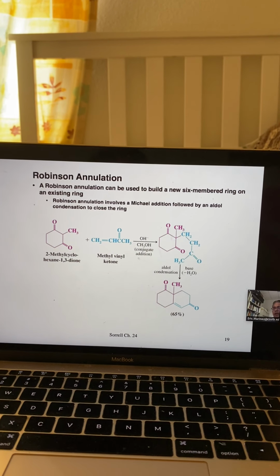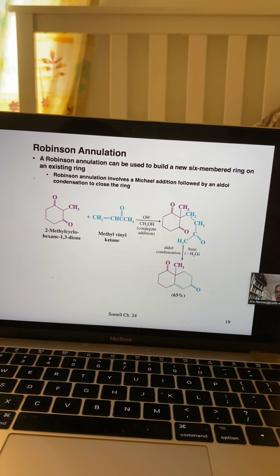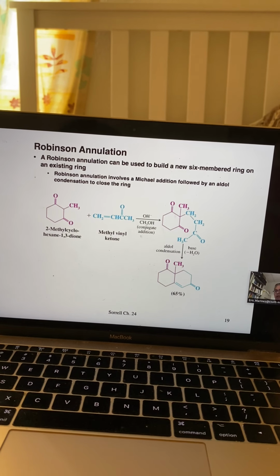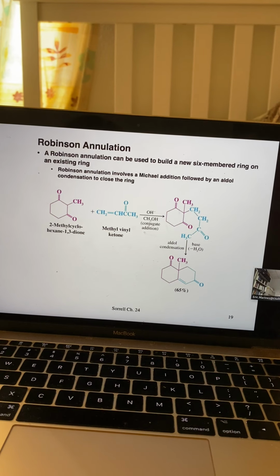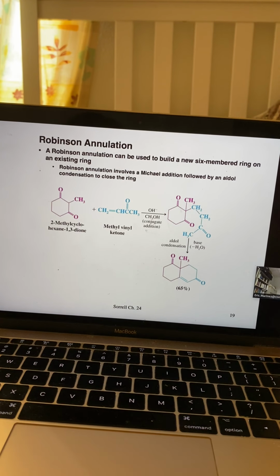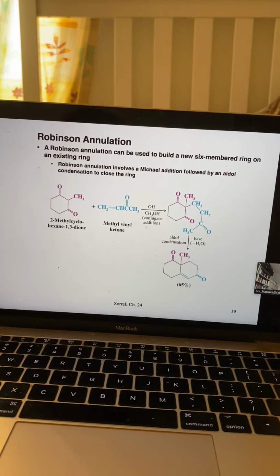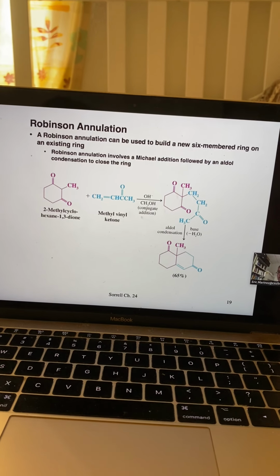And then we're going to culminate with a really cool reaction, which is called a Robinson annulation. And Robinson won a Nobel Prize for this work. He was a great synthetic chemist. And it's an annulation reaction that creates rings, and specifically rings that are fused to one another.